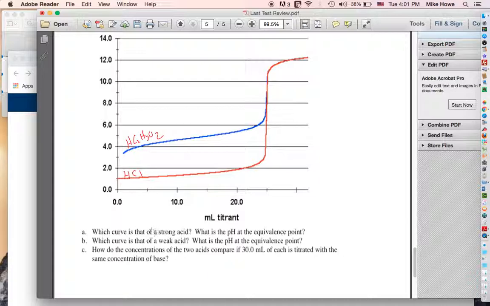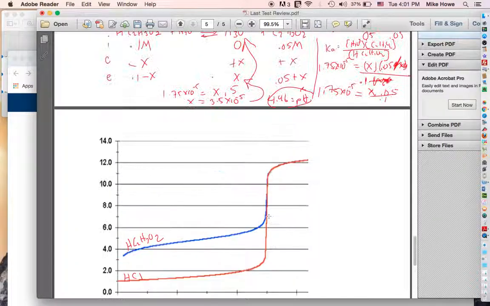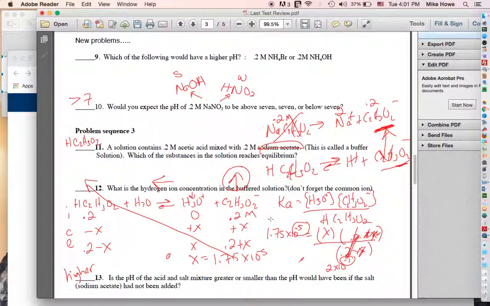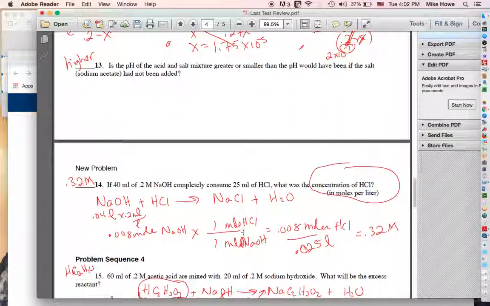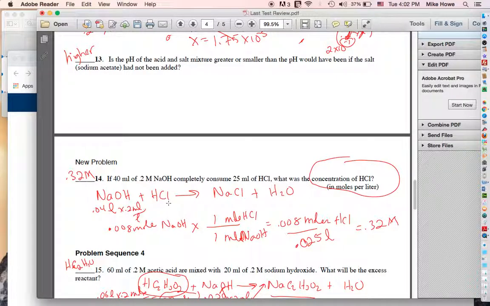You know the curve of the strong acid is the one that has a lower pH initially, because strong acids would have a lower pH, generally speaking. And the weak acid would have the higher pH. Okay, now the equivalence point, remember back a minute ago when we were doing the neutralization question right here? The equivalence point is the point at which both of these are gone. In other words, you've reacted all of this and you've added enough HCl to make it all go away.